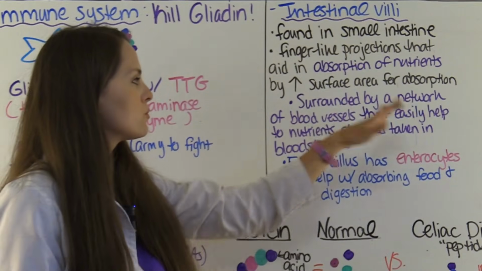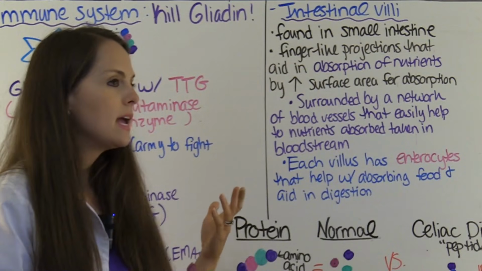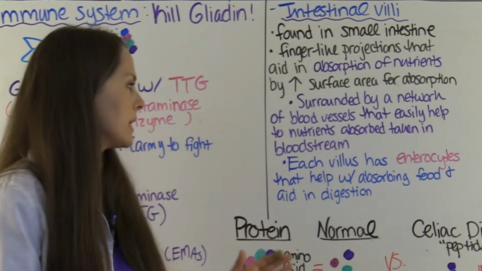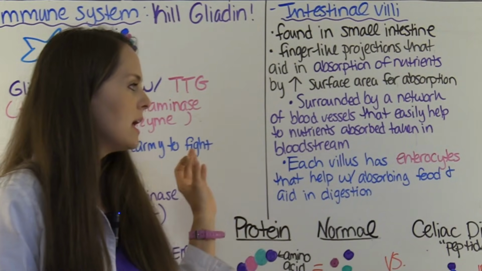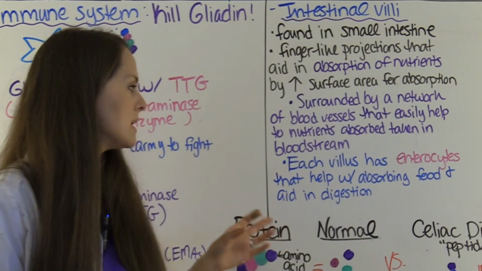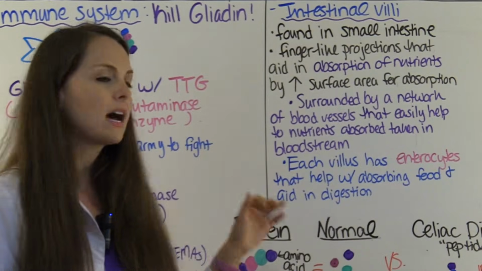Now, they are surrounded by a network of blood vessels, and this helps the nutrients that are being absorbed easily enter into the bloodstream. And each individual villus has enterocytes, which are those cells that aid in absorbing food and aid in digestion.